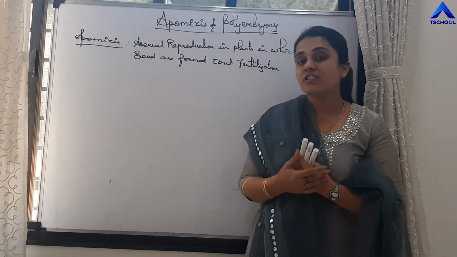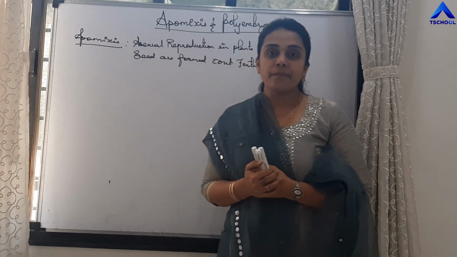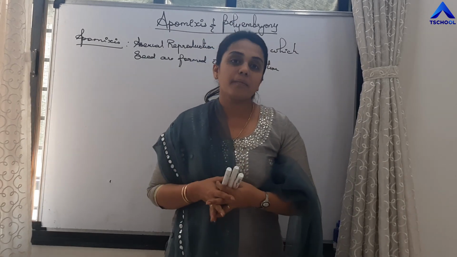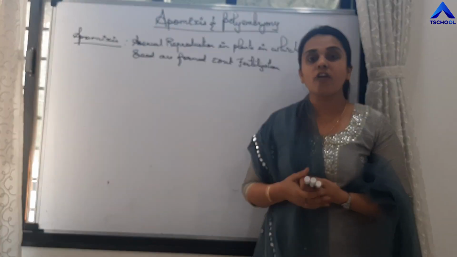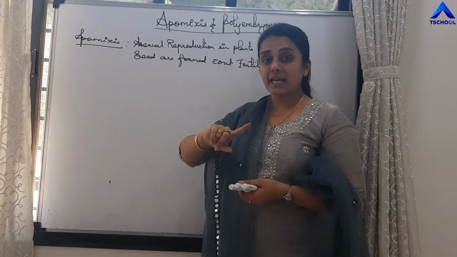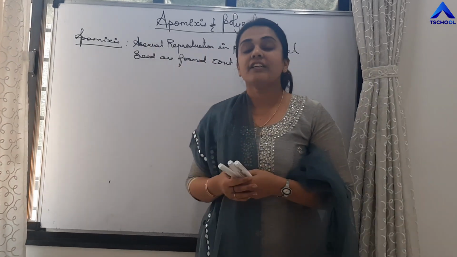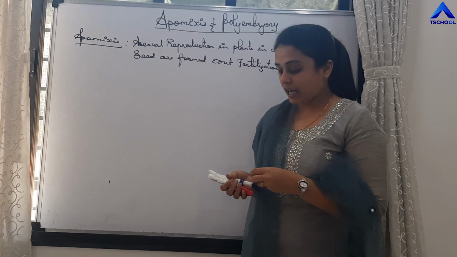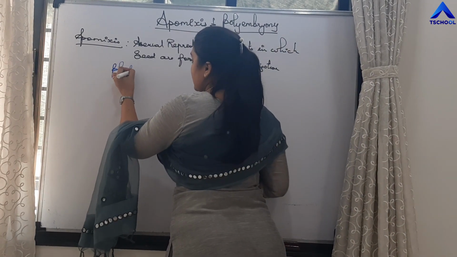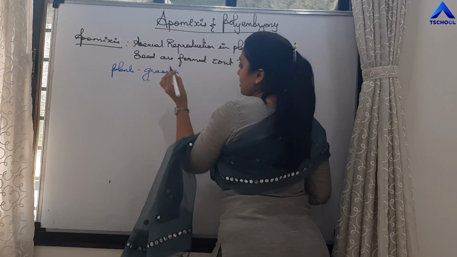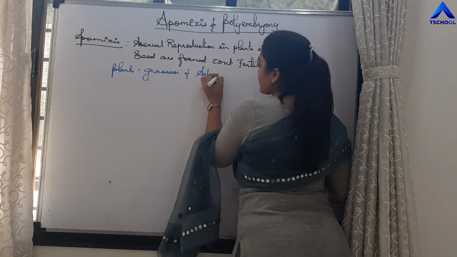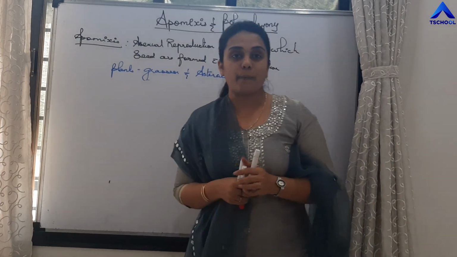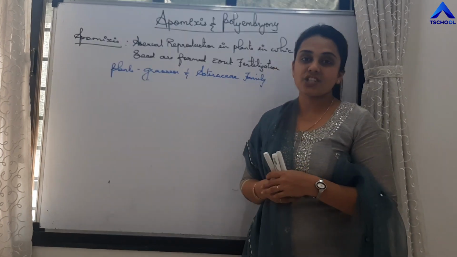So what is asexual reproduction that you will study in your first chapter of the 12th standard itself, right? That is, asexual reproduction is a means where there is no fertilization, there is no meiotic division, there is no recombination. Only through mitotic divisions there will be production of the new offsprings, right? So what is apomixis? Asexual reproduction in plants in which the seeds are formed without fertilization is called as apomixis. In which plants can you see it? Apomixis can be observed in the grasses and Asteraceae family, right?